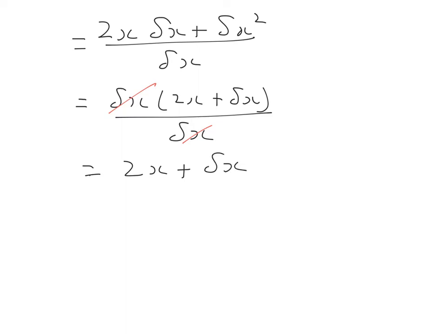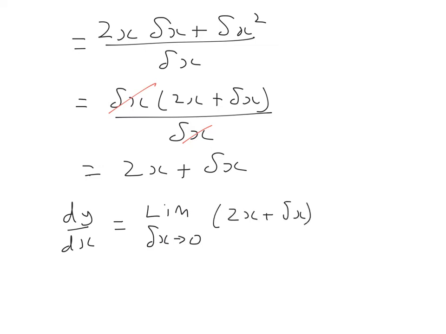Now a bit more notation. The gradient, which as we said we use Leibniz's notation, the gradient at any point is the limit, and the word lim is often used for limit, so it's lim, as delta x tends to 0 of 2x plus delta x. And if delta x tends to 0, then we get 2x. Now what's all this stuff about delta x tending to 0?